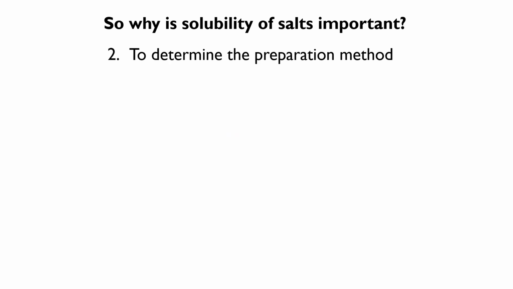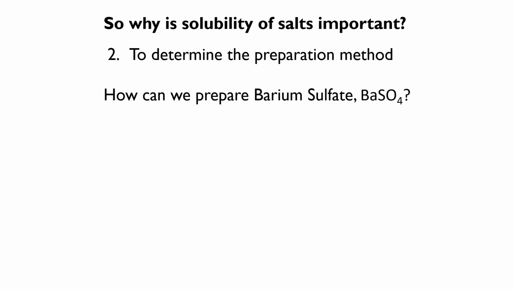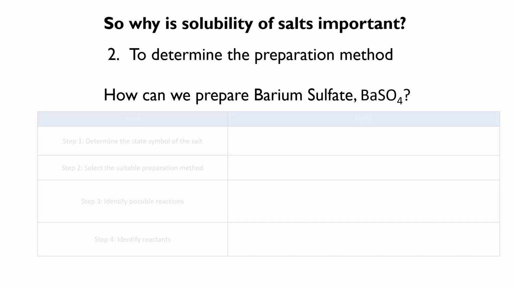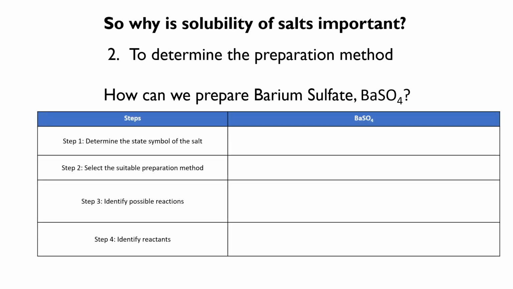Next, we move on to determine the preparation method. So we look at this example on how can we prepare barium sulfate. We can follow these four simple steps. Step 1 is to determine the state symbol of the salt. Step 2 is to select the suitable preparation method. Step 3 is to identify possible reactions. And step 4 is to identify the reactants.